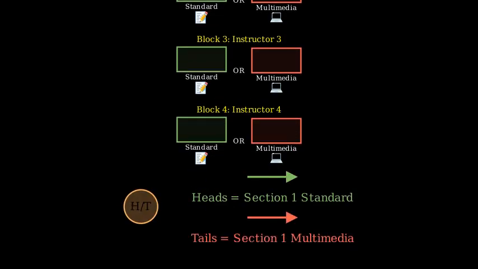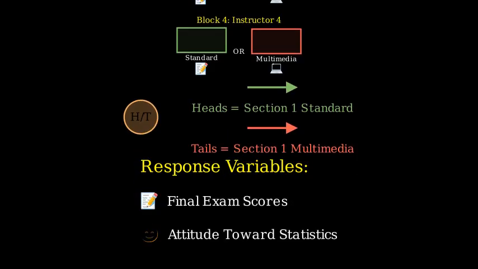For each instructor, we'll flip a coin to determine which section gets which treatment. If it's heads, the first section gets standard technology. If it's tails, the first section gets multimedia. Finally, we'll measure 2 response variables: students' final exam scores and their attitudes toward statistics.